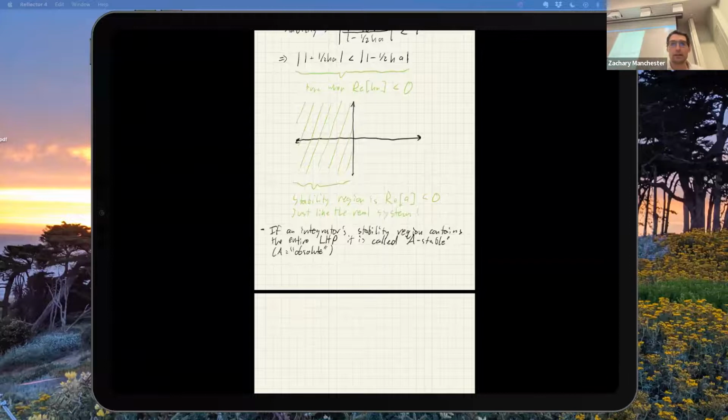That's important. So one fun fact is you can prove that no explicit RK method can be A-stable. So if you want an A-stable integrator, you basically have to use an implicit RK method.